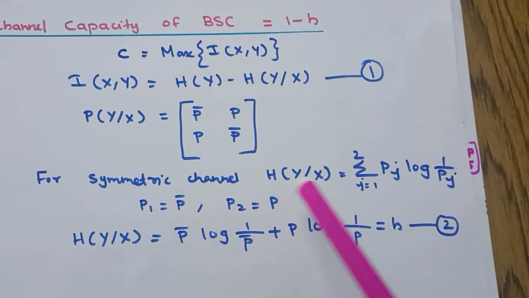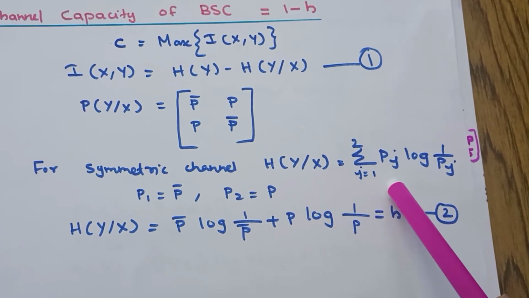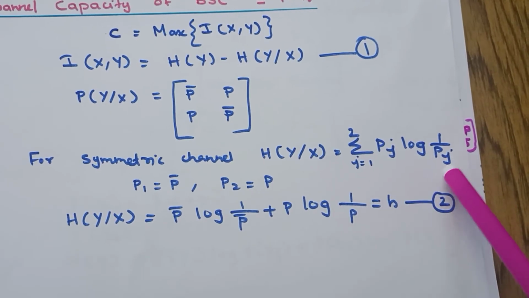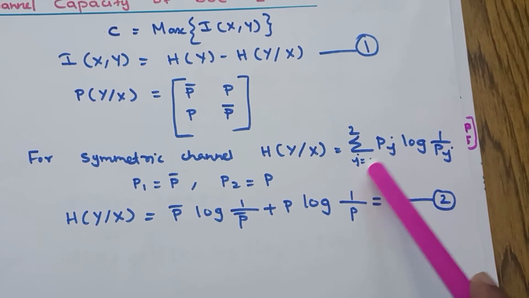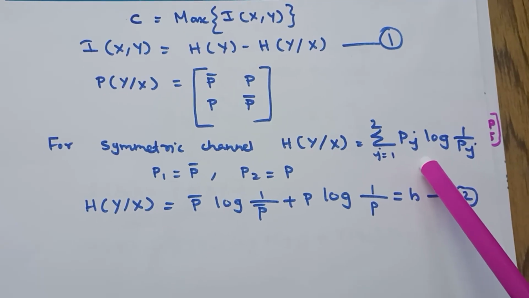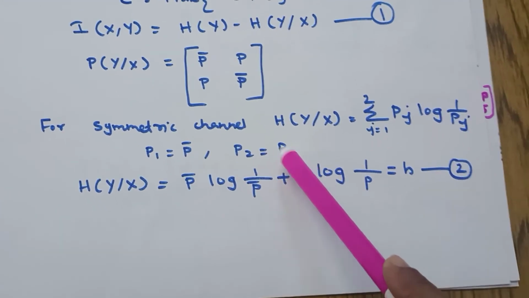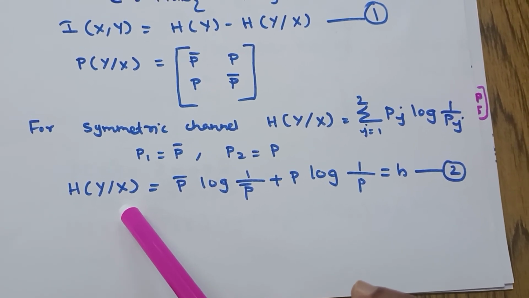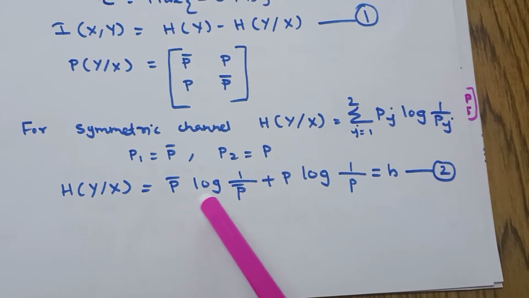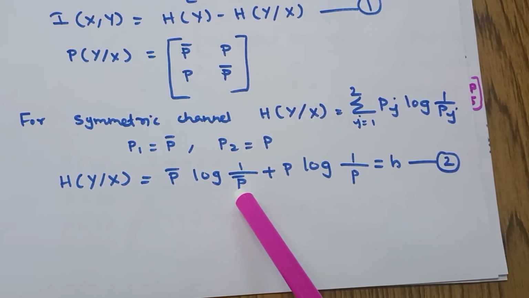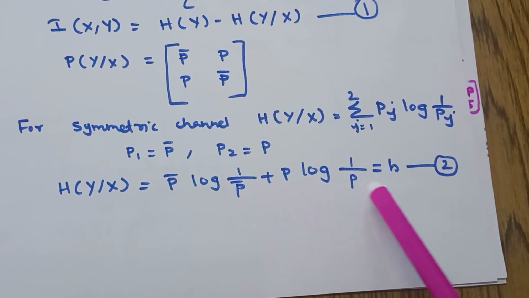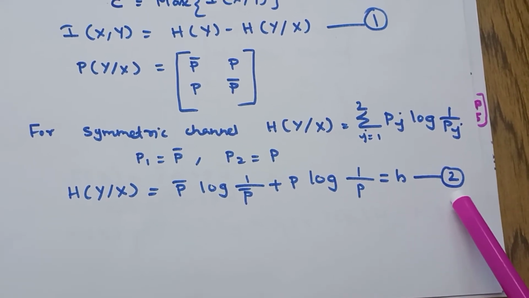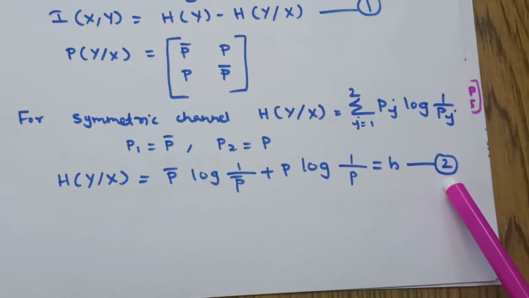For a symmetric channel, H of y given x is equal to sigma j equal to 1 to 2 of pj log 1 by pj. Here, pj means p1 and p2, and the probabilities are P bar and P. So, we can write H of y given x, or the equivocation of this symmetric channel, as P bar log 1 by P bar plus P log 1 by P, that is equal to h. Let it be h, and it is noted as the second equation.